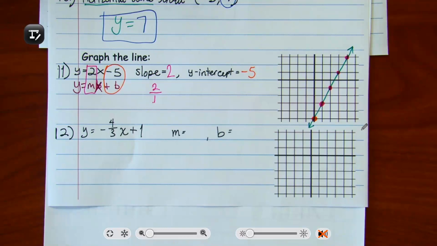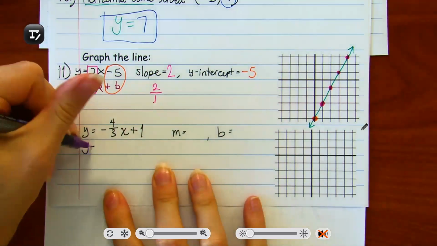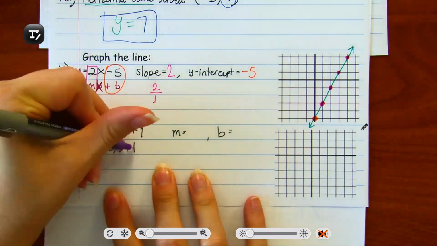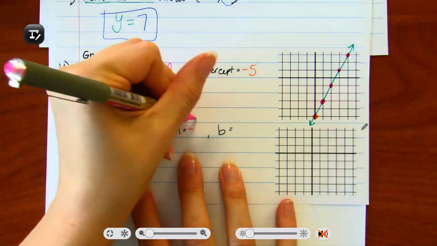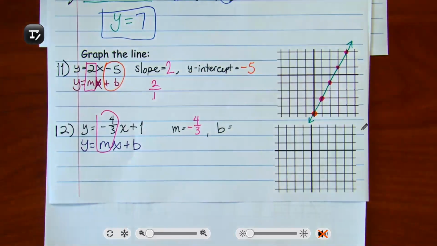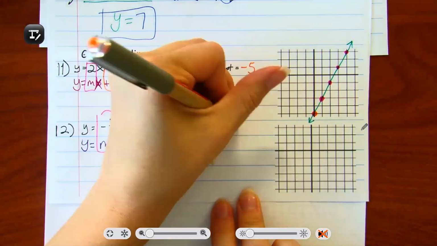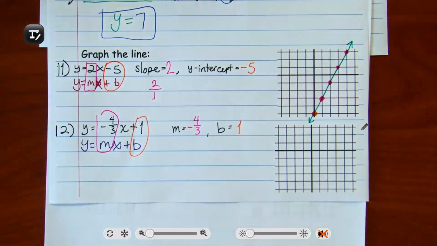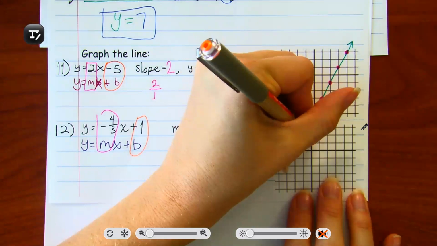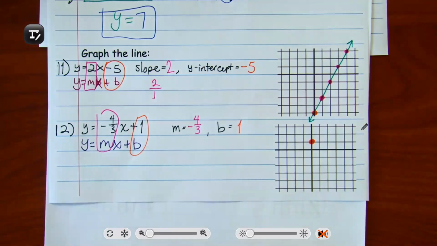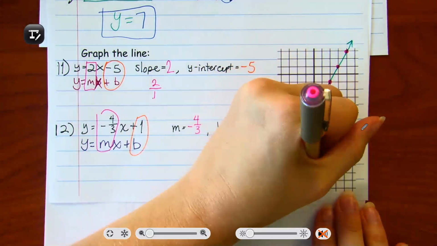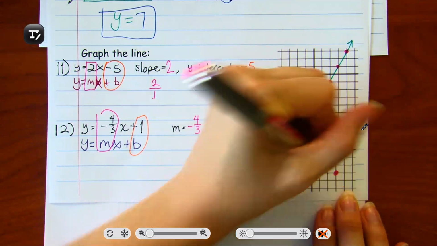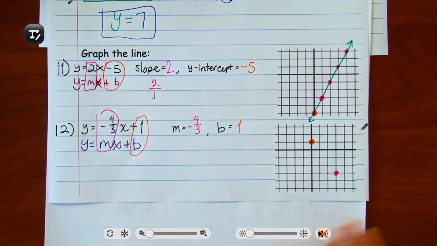All right, and then number 12 is going to be same thing. So if we compare this with y equals mx plus b, we see that the slope m is negative 4/3, and the y-intercept b is 1. So I'll start by plotting the y-intercept. And then from there, I'm going to go down 4 and over 3 to get my next point. And that's about all I have the space for in that case.